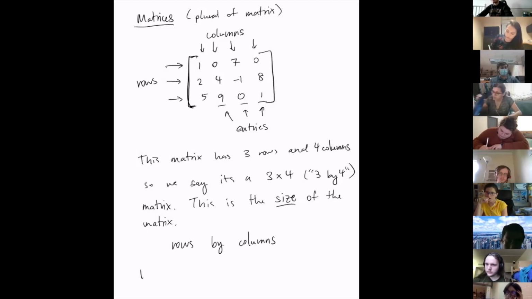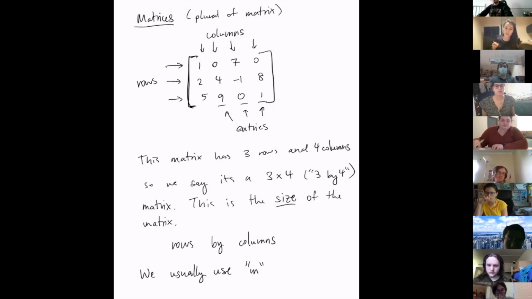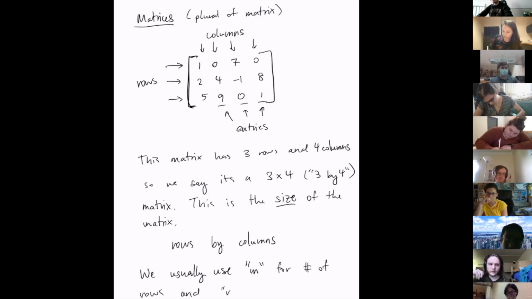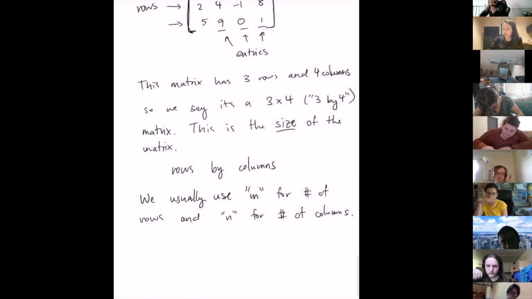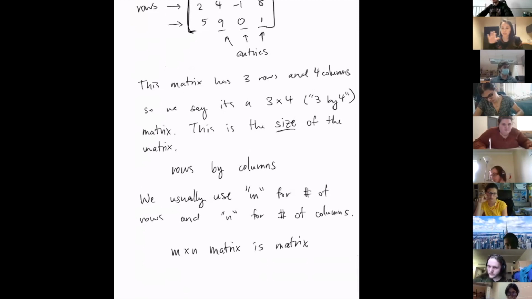We usually use M for the number of rows and N for the number of columns. So you will probably hear reference to an M by N matrix. This is basically a matrix of arbitrary size. So we're not really setting what size it is. We're just saying it has M rows and N columns.